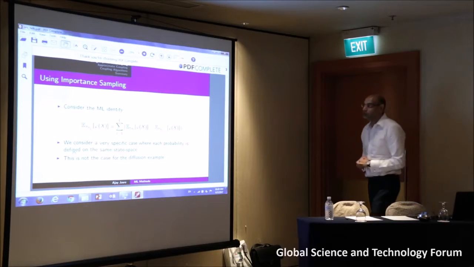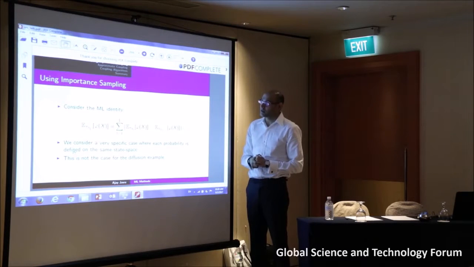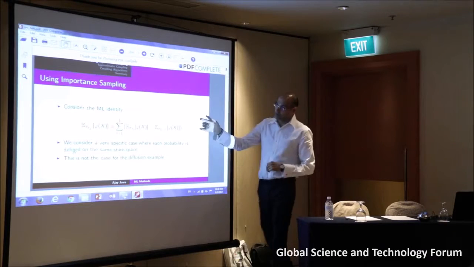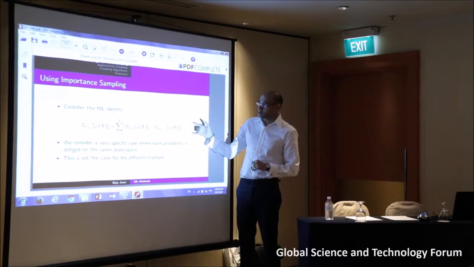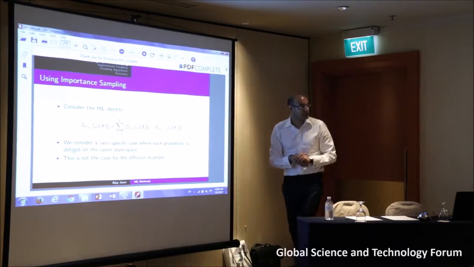Okay, so let me just tell you one method. I think this is the easiest one to describe, which is the importance sampling approach. So we have this multi-level identity. This is basically the thing that I wrote down a few minutes ago. It's just a trivial collapsing sum identity.